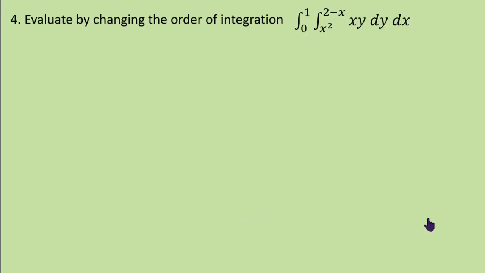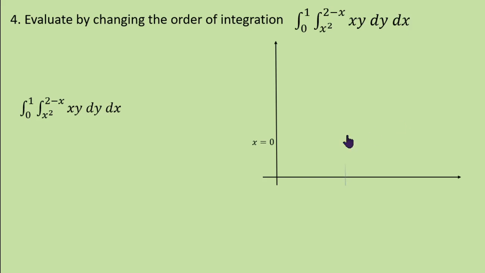Now, one more example. Here, x varies from 0 to 1. For every x, y varies from x square to 2 minus x. The given area is x varies from 0 to 1, in between these two curves. y equal to x square, or x square equal to y, is a parabola, and that is the lower limit of y. The upper limit of y is 2 minus x.